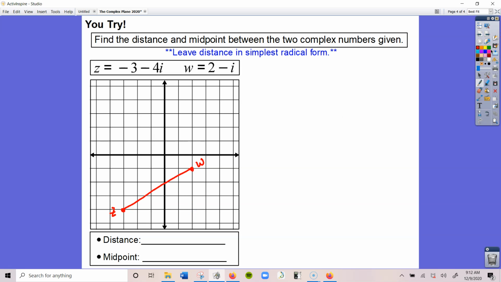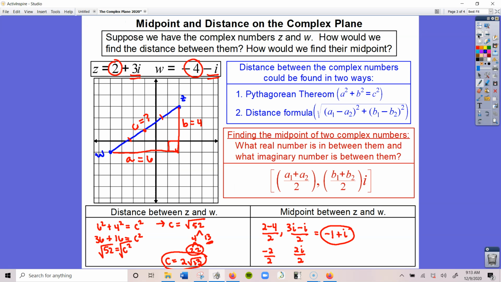So I'm going to go ahead and create my triangle because I like to use the Pythagorean theorem. Oh, which by the way, I forgot to show you how the distance formula will come into play. So I'm just going to go back 1 second. So here is the distance formula for this complex number.